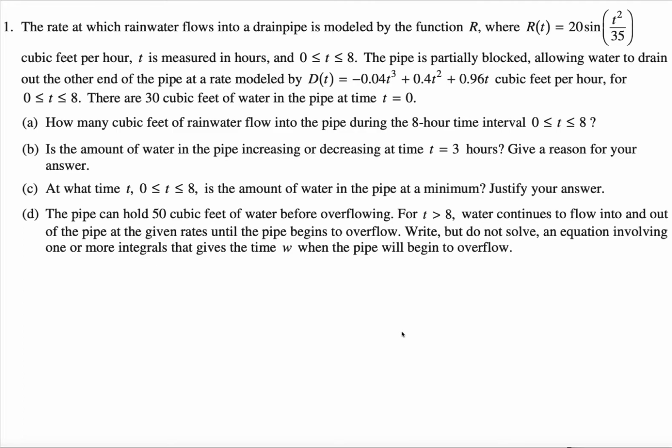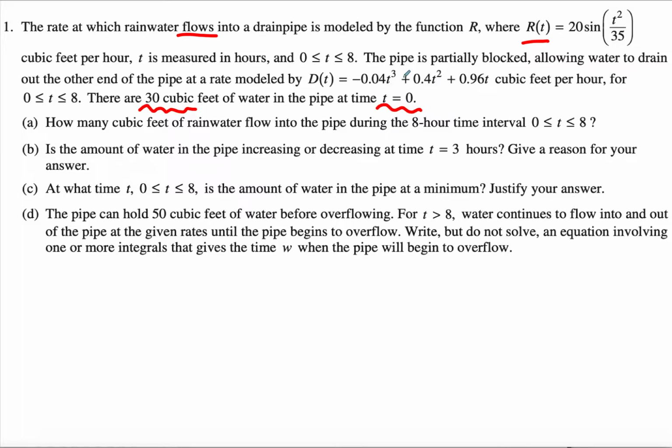Look at 2015 number 1. Here we have the rate at which rainwater flows into the drain pipe, modeled by this. R is how much rainwater is flowing in, in cubic feet per hour, from 0 to 8. The pipe is partially blocked, and water drains out at the rate of D(t), same unit, cubic feet per hour, from 0 to 8. There's an initial condition: 30 cubic feet of water at time t equals 0.